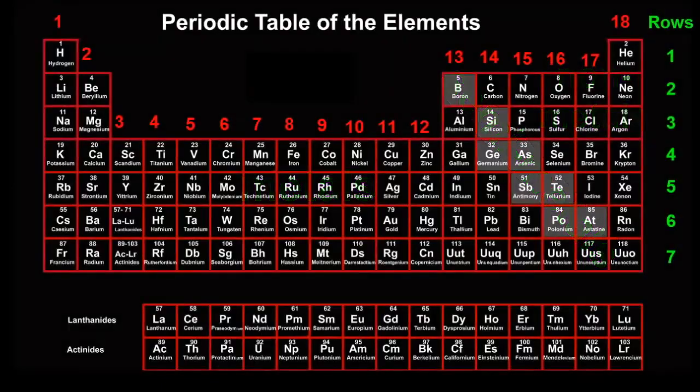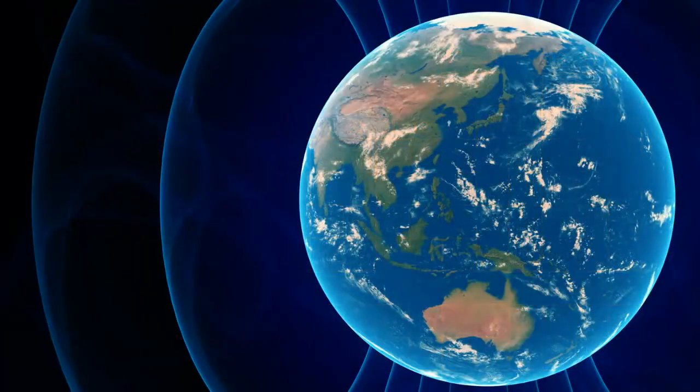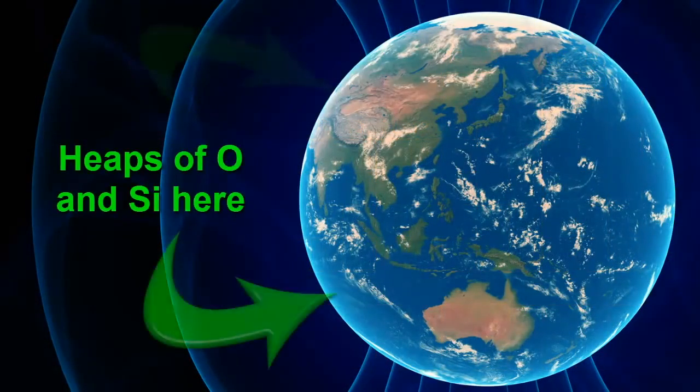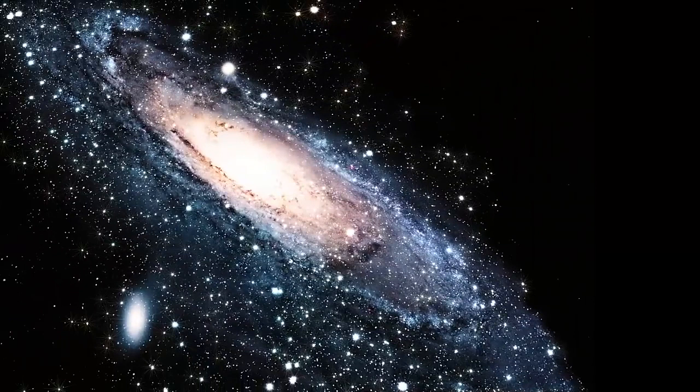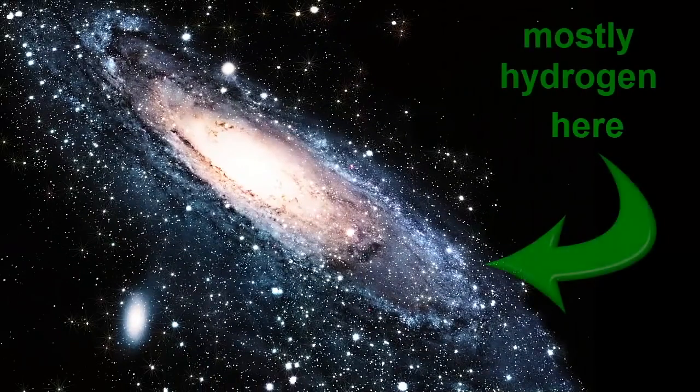Are they more metal or nonmetal elements? Metals! But that doesn't mean they're more abundant, because in the Earth's crust, there are more oxygen and silicon atoms than the rest combined. And the universe as a whole is mostly hydrogen.